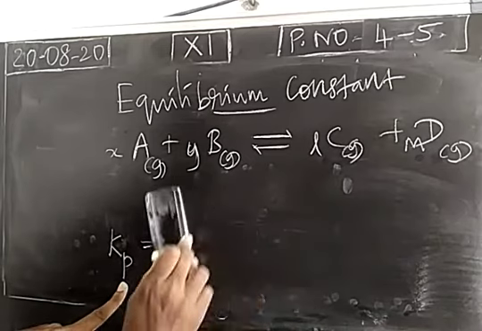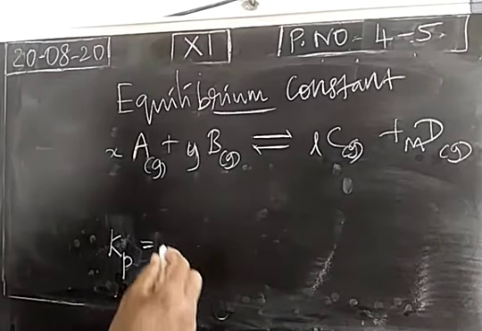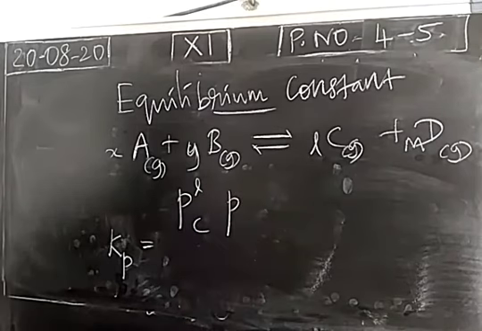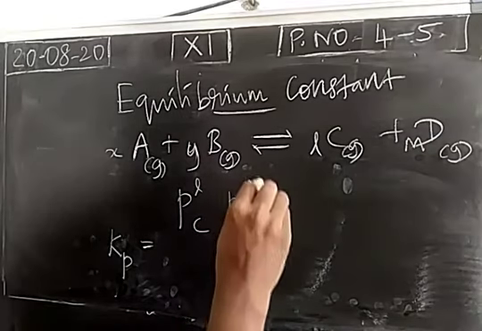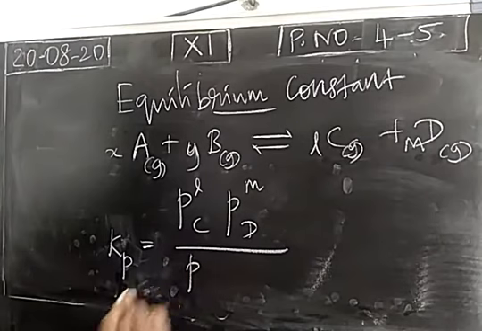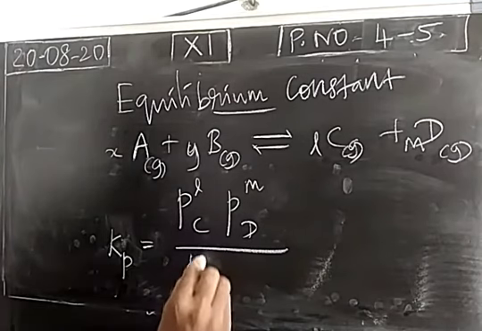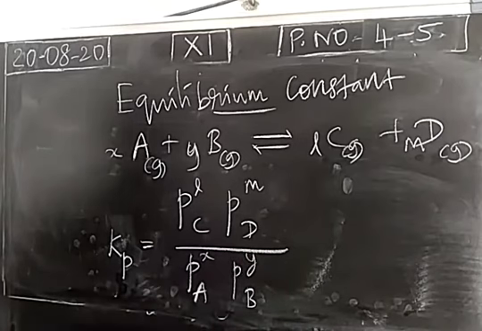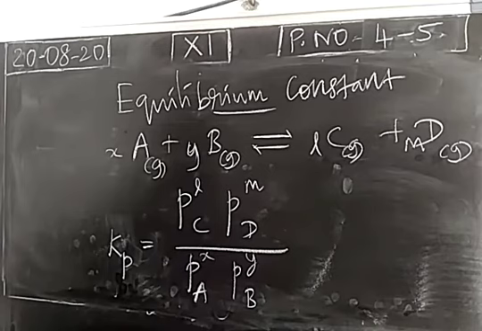So we rearrange the equilibrium constant formula as partial pressure of product C power l, partial pressure of product D power m, divided by partial pressure of reactant A power x, partial pressure of reactant B power y. So this is the equilibrium constant in terms of partial pressure.